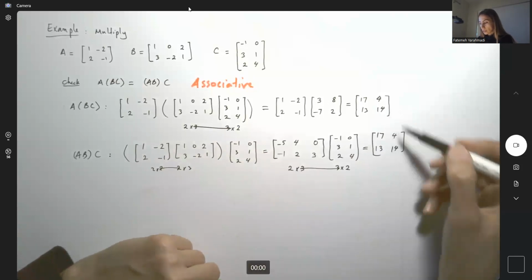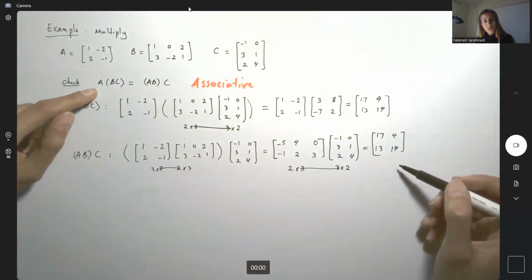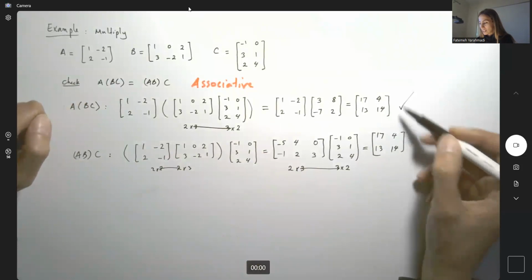So we can actually see this equality, or the associative property for multiplication, is satisfied here. These two are equal.